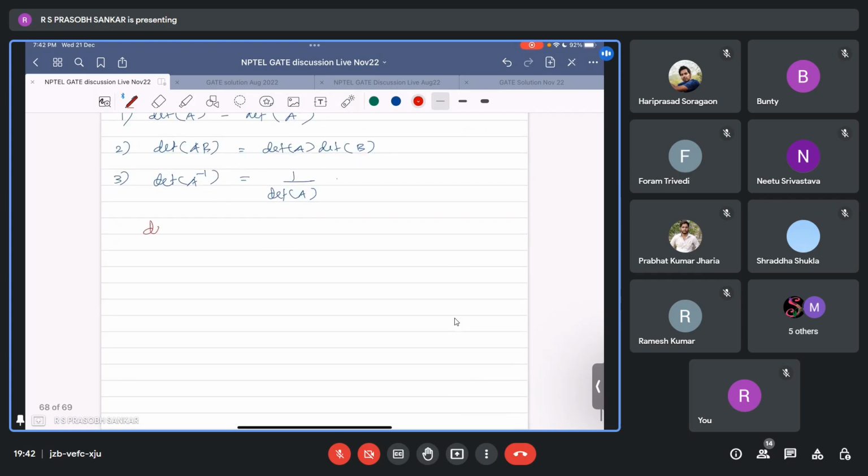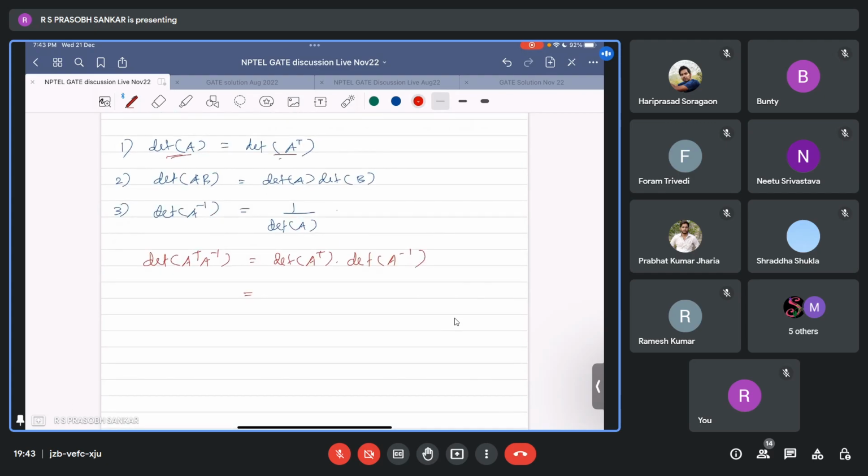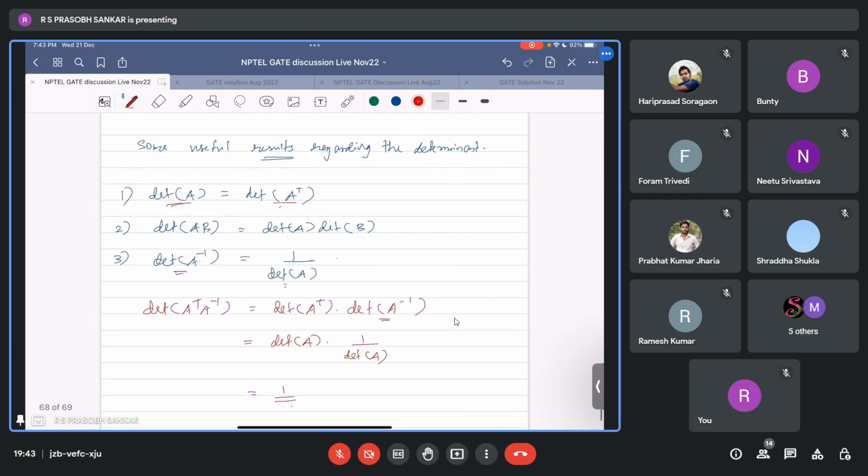What we are asked to find is the determinant of A transpose A inverse. This is the same as the determinant of A transpose times the determinant of A inverse, because of the product rule. Using the first result, this is the same as the determinant of A, and for the inverse, using the third result, 1 by the determinant of A. That means 1 is the answer. Without doing any computation, we can directly say the answer to this question is 1. So that's another way to solve this question.